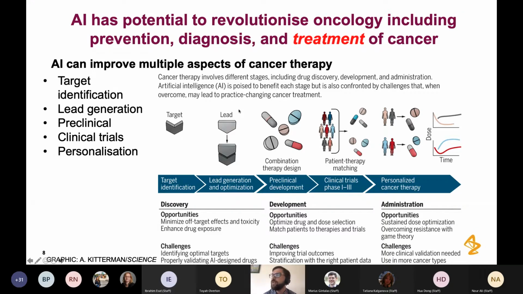If you think about drug development, usually there's a particular target identification where AI can help. For example, if you have a lot of data, then you try to cluster and see which target can be addressed with a particular drug, a particular chemical.